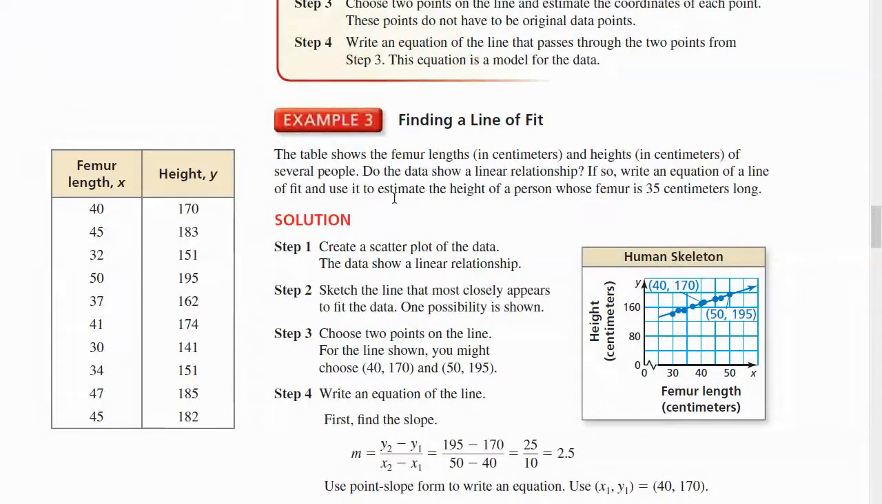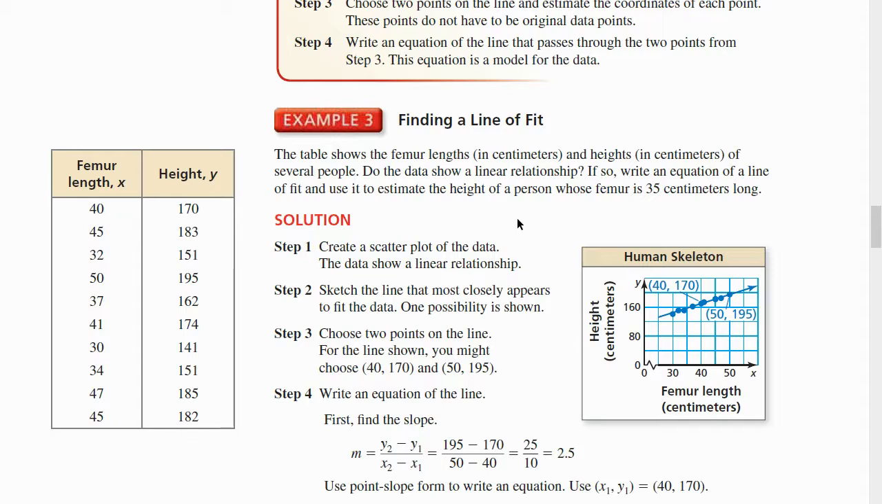The table shows the femur length. So this is the length of the big bone in your body, which runs from basically your hip to your knee, and a person's height. Now, there should be some sort of relationship here. I would think that the longer a person's femur, the taller they possibly might be. And for the most part, that's true.